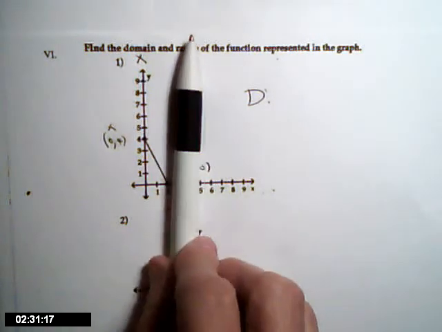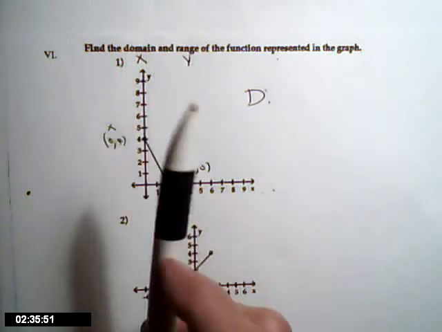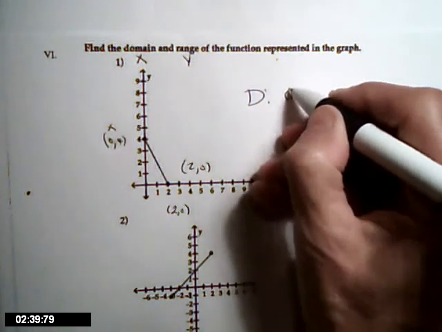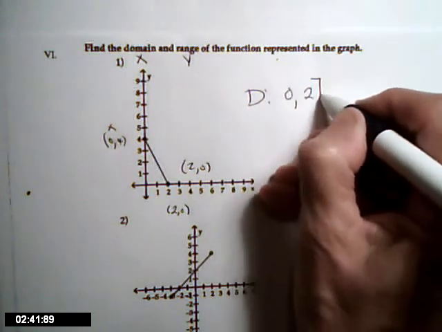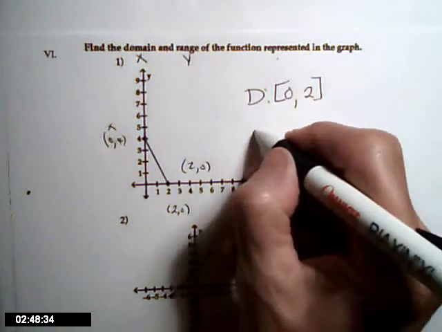Now remember, you're moving left and right. Left is this point, right is this point, and I'm looking at my x's. So it goes to the left to 0, to the right to be 2. Now I'm using interval notation, and since it touches those points, we'll use a bracket.